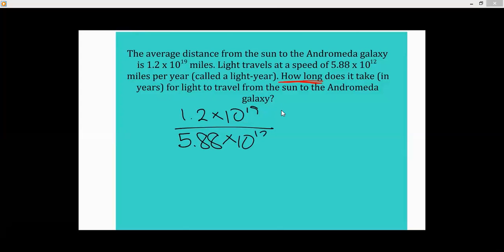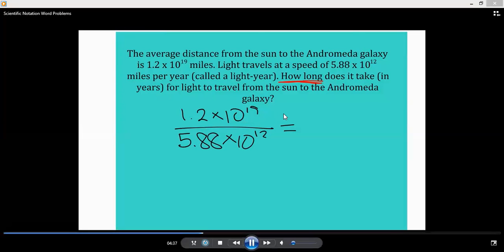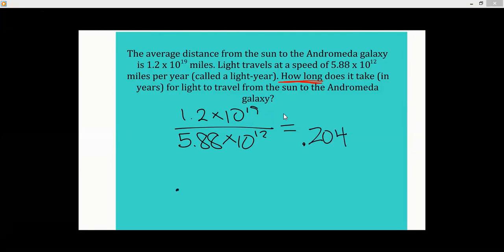1.2 divided by 5.88. Calculate with me, please, grade 8. 1.2 divided by 5.88, so the answer will be how many, grade 8? Calculate, please. 1.2 divided by 5.88. So it will be 0.24. Okay, 0.24 times 10, you have 19 minus 12, it will be 10 to the power of 7.